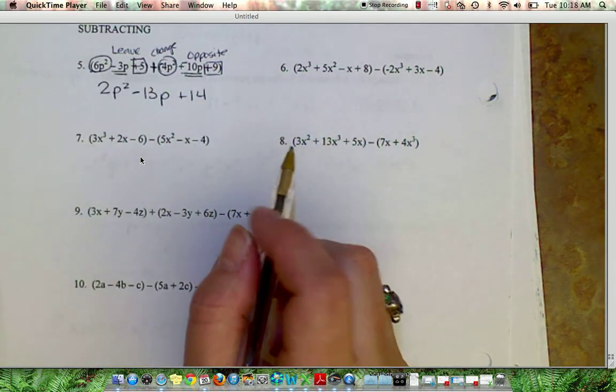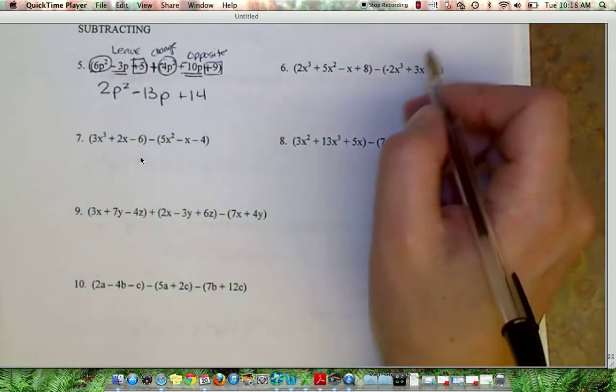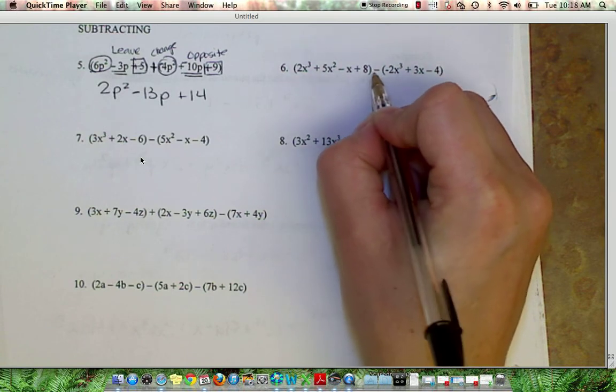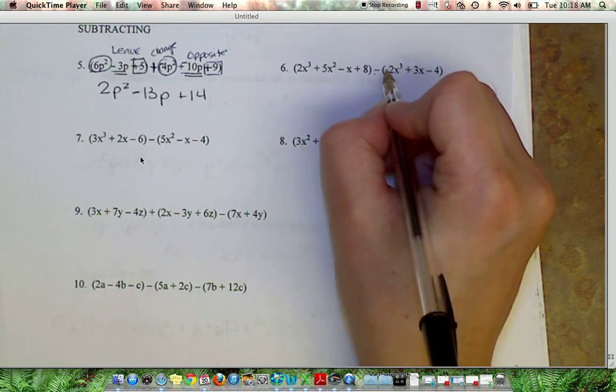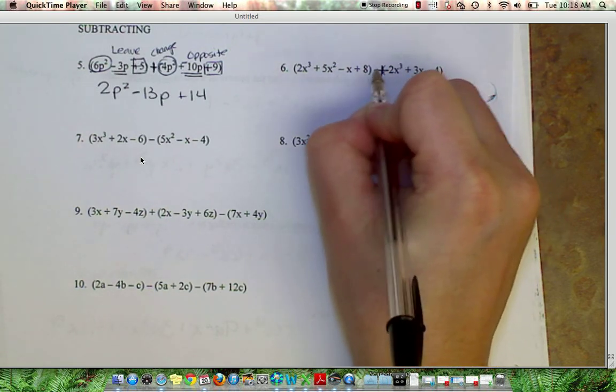The other thing you can think about if you don't like leave change opposite is distributing. We're just distributing this negative sign. So when I distribute this negative sign, this guy becomes positive.